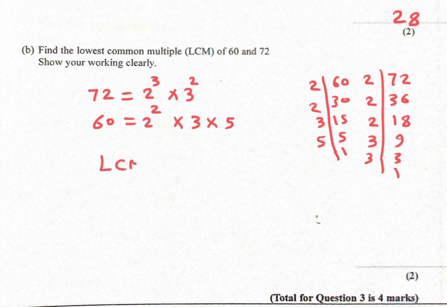For the LCM, take all the factors, and if a factor is common, take the greatest power. So 2 power 2 and 2 power 3, so take 2 power 3.